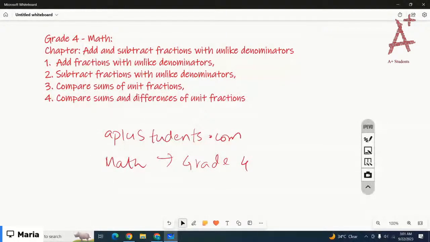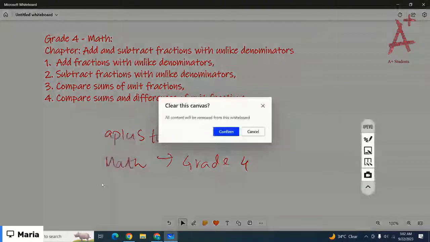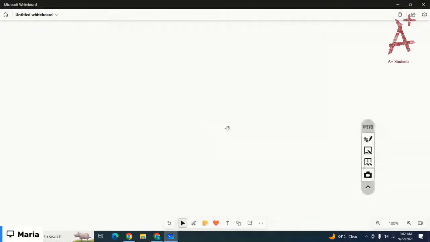Okay, so first of all, what do you know about unlike denominators? What do you mean by unlike denominators? Unlike denominators means the fractions that have different denominators, right? You can note down the important examples and definitions as well. Make sure you have your notebook and pencil.